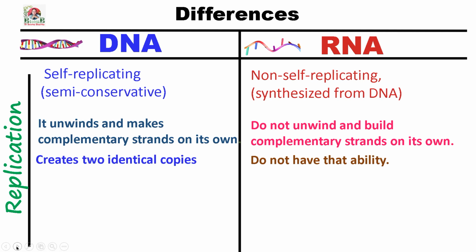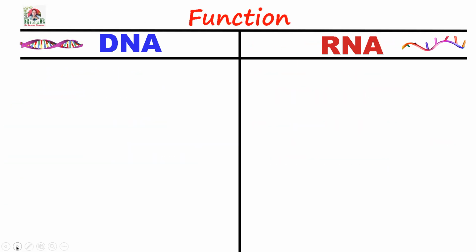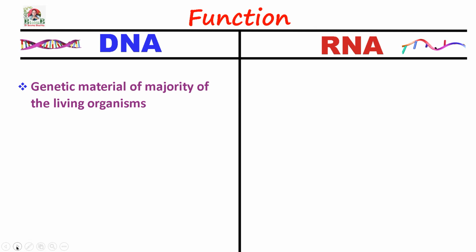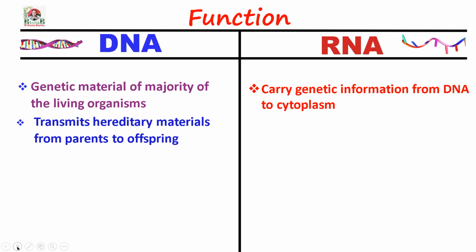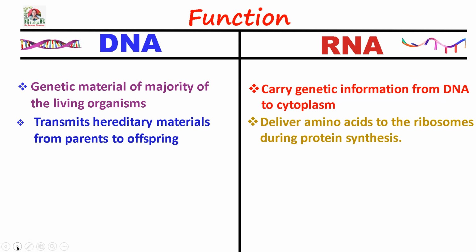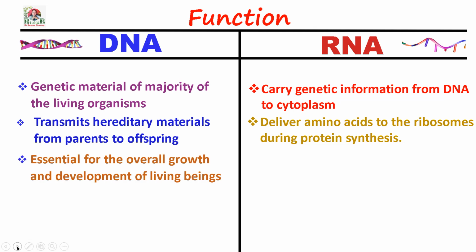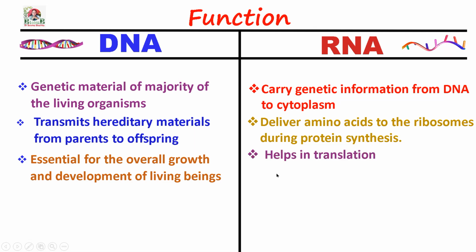Next important parameter of difference is about the functions. DNA is the genetic material of majority of living organisms. On the other hand, RNA carry genetic information from DNA to cytoplasm. DNA, it transmits hereditary materials from parents to offsprings. RNA deliver amino acids to the ribosomes during protein synthesis. DNA is very essential for the overall growth, development of living beings. On the other hand, RNA helps in translation, which is actually protein synthesis.